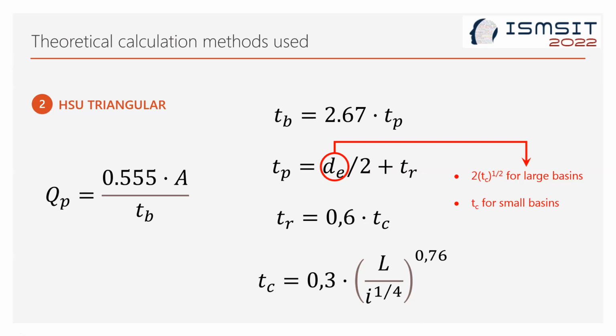The concentration time of the basin, T sub C, understood as the time it takes for a drop of water to travel the path between the farthest point of the basin and the control point, is determined according to the formula exposed in the slide, where L is the length of the channel in kilometers to the control point and I is the average slope of the channel.